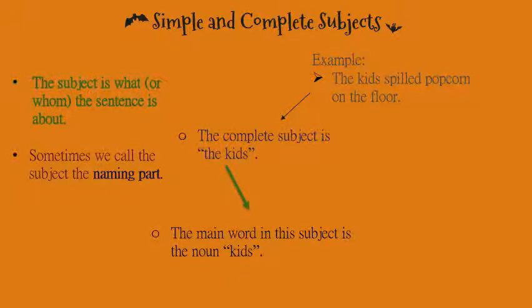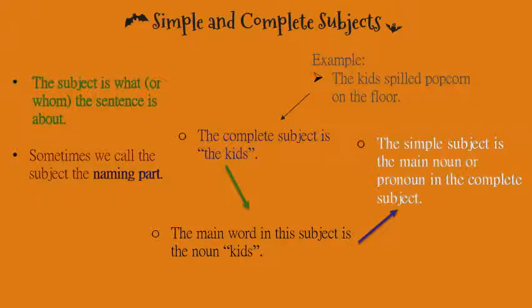So what is the simple subject? The main word in the subject is the noun "kids." If you remove "kids" from all of the words, it will affect the meaning. So I know that "kids" is very important to stay in the subject, and that's why I call it the simple subject. The simple subject is the main noun or pronoun in the complete subject, and if I remove it, it will affect the meaning of the sentence. This is the difference between simple and complete subject.